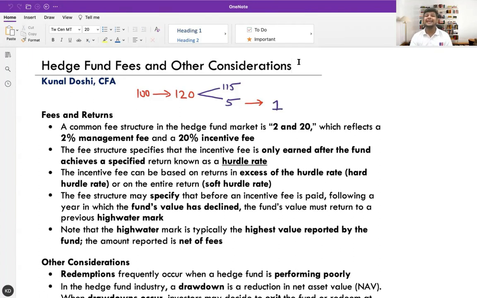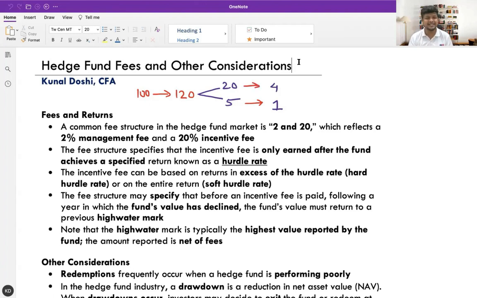Now, there are some funds which, after you breach the hurdle rate, may give you incentive not only on 5, but on the entire gain, which is how much? 20, isn't it? Now, if I take 20% of 20, it will be 4, right? This is much higher, isn't it?